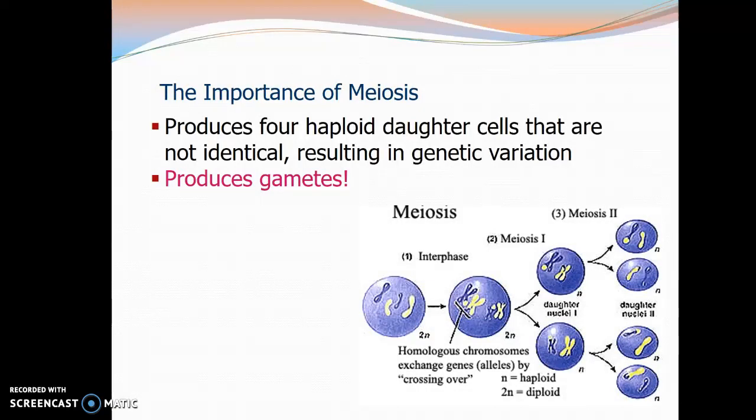Okay, so the importance of meiosis. The importance of meiosis is the fact that it produces 4 haploid daughter cells that are not identical. And so this results in genetic variation. It produces gametes or sex cells. So you guys need to remember that the cells that are produced during meiosis are haploid. They are all different, and meiosis produces gametes. So highlight that, underline it, do what you got to do to remember the fact that meiosis produces gametes, and gametes are what? Sex cells.